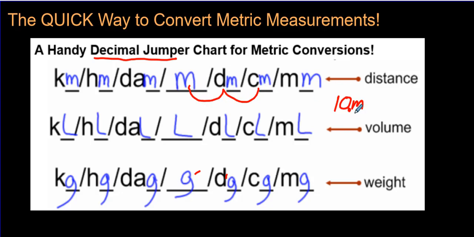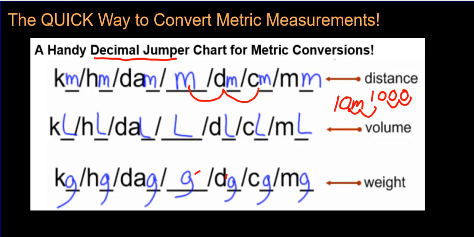1, 2. So you do the same thing with the decimal. You go 1, 2. I'll do it again. 1, put a 0 in there. 2, put another 0. That'd be 1,000 centimeters. 10 meters is 1,000 centimeters.